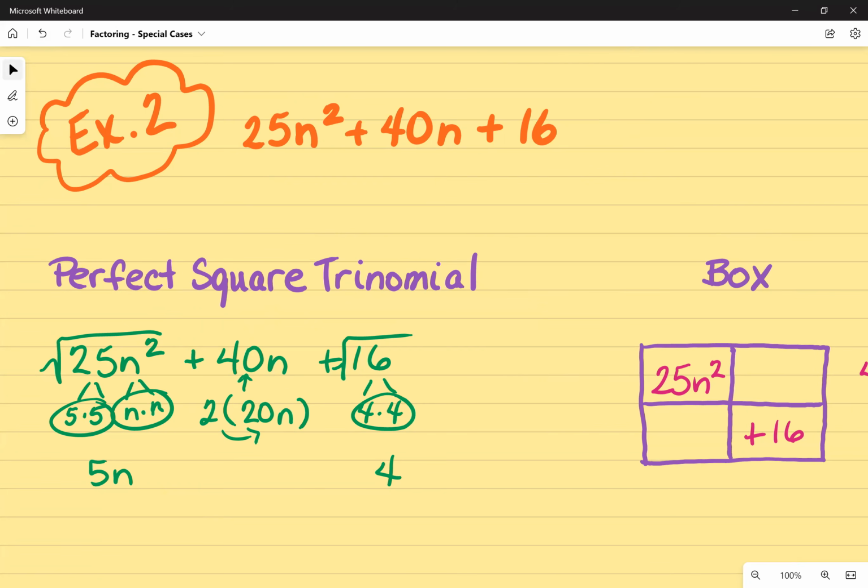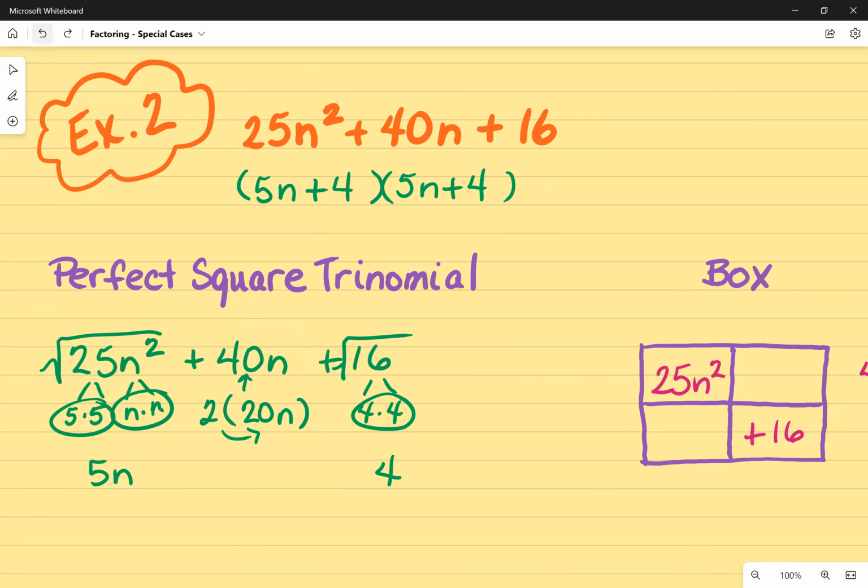So therefore, what I can do is go ahead and set up my binomials because, again, I know I'm going to have two sets of binomials. For the first one, I'm going to have 5n plus 4. And then the second one, I'm also going to have 5n plus 4. I told you in another video that if the sign in front of C is positive, that means that both signs will be whatever the sign in front of B was. So both signs will be positive in this case.